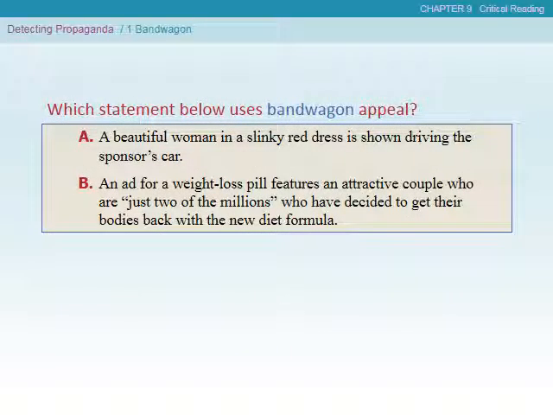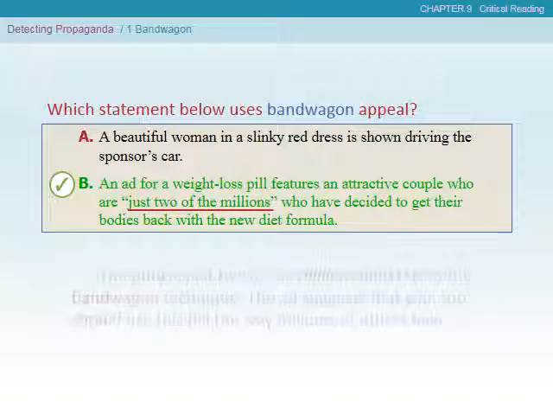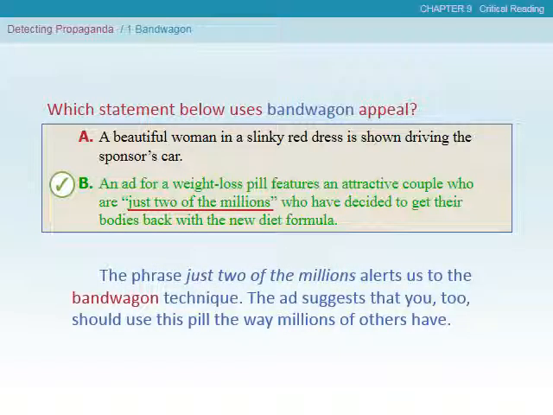Okay, so which of these two is a bandwagon appeal? A beautiful woman in a slinky dress is shown driving the sponsor's car. Or there's an ad for a weight loss pill featuring an attractive couple who are just two of the millions who have decided to get their bodies back with this new diet formula. So the answer is B, right? These are two of the millions, so it's trying to say that everybody's doing this, so you should too.